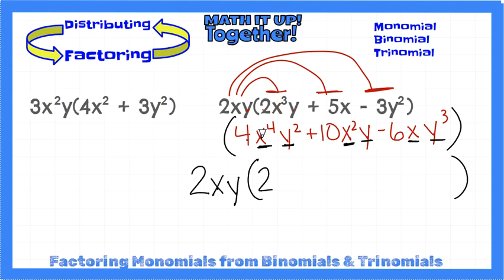I have 1x here, I need 4. So I need 3 more to get to 4. I have a y here, I need 1 more to get to 2. And there I have it. 2 times 2 is 4. X times x to the 3rd is x to the 4th. Y times y is y squared.